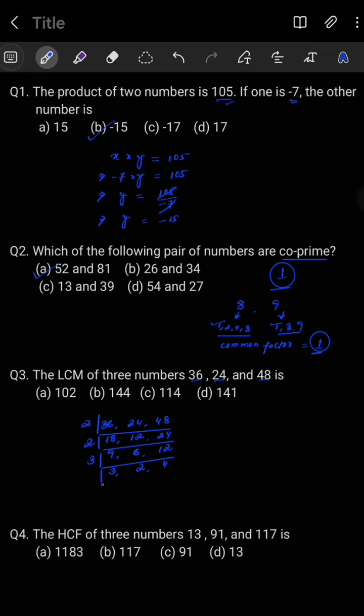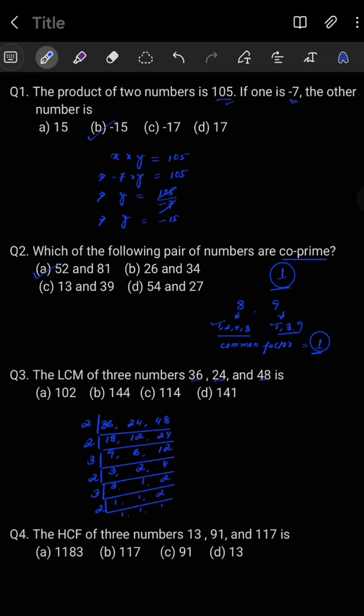Then again, this number you can divide by 2, but your 3 is not divisible by 2, so keep 3 as it is. 2 by 2 how much? It is 1, and 4 by 2 how much? It is 2. Then you can divide by 3, it will become 1, 1 and 2.